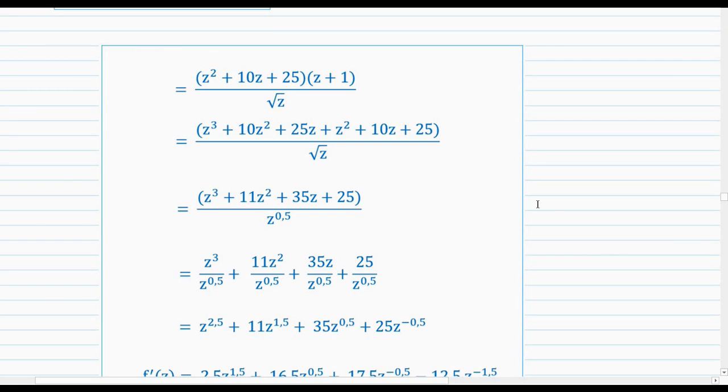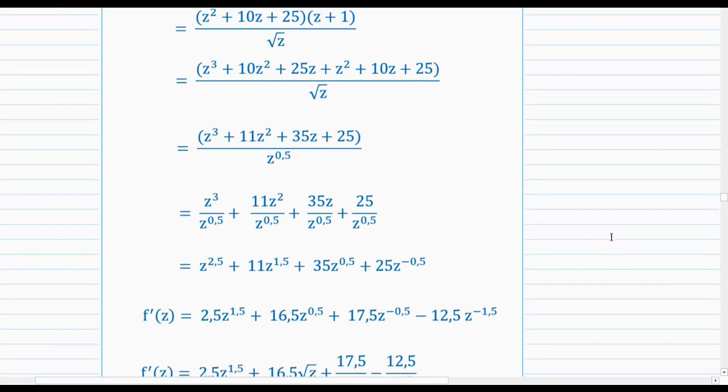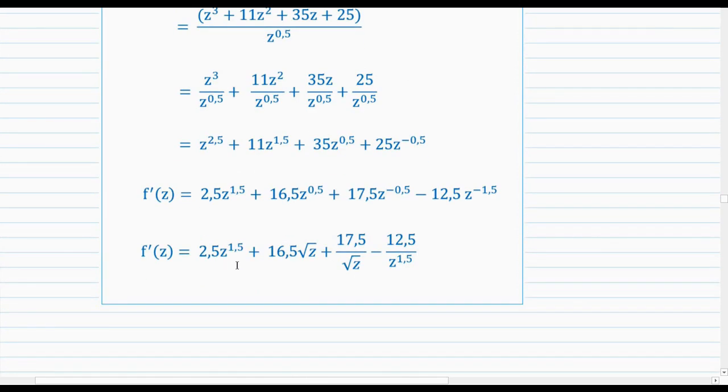Here's the working. First, I expanded z plus 5 squared, and then I multiplied out everything in the 2 brackets. Then I added together similar terms, and once that was done, I divided each separate term by the z to the power of 0.5 in the denominator. After that, it's just application of the new general rule I derived, finally giving the answer as 2.5 times z to the power of 1.5 plus 16.5 root z plus 17.5 over root z minus 12.5 over z to the power of 1.5.